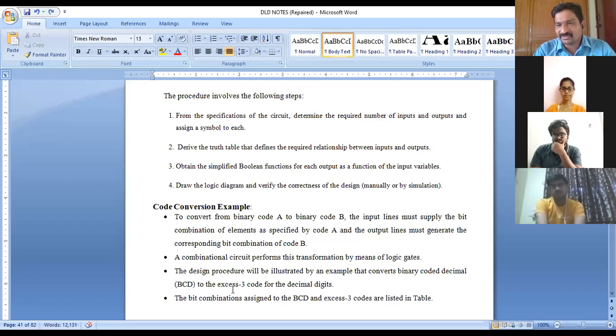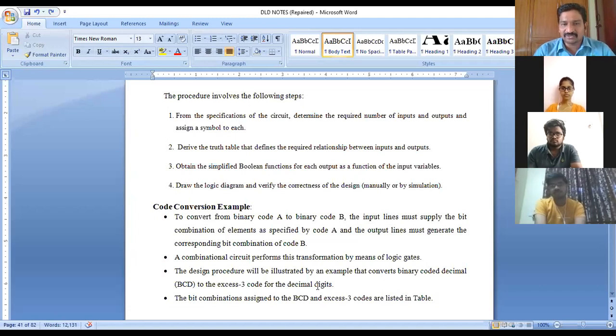Do you know what an excess 3 code is? You know what a binary code is, right? The binary code is 8421. How do we get an excess 3 code? Simply, we add 3 to that binary code, and we get the excess 3 code. So I can convert BCD to excess 3 code for a decimal digit.